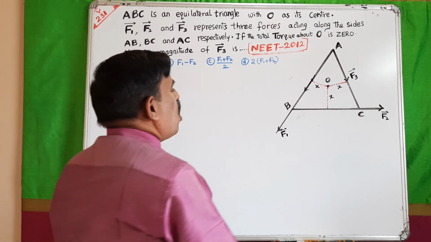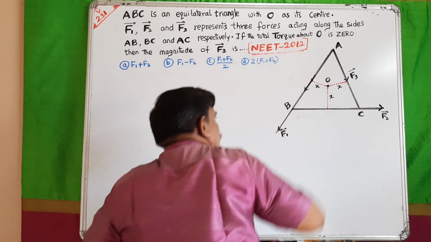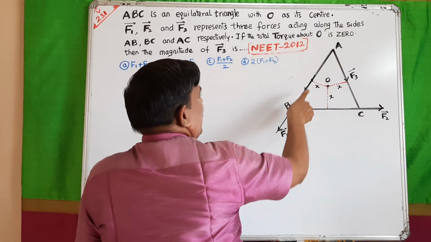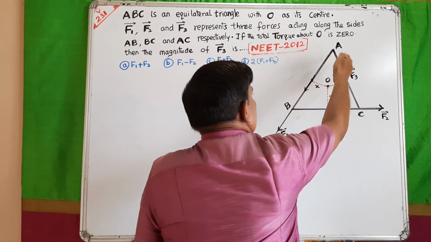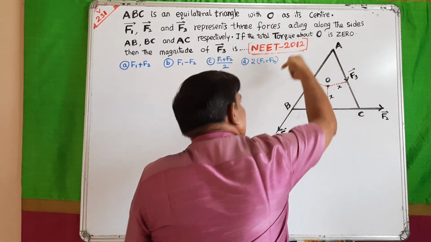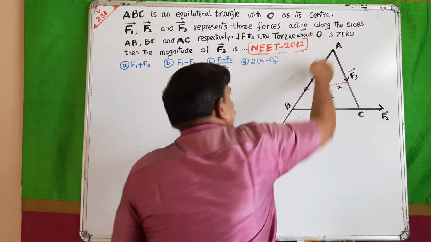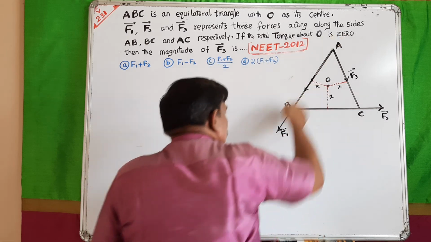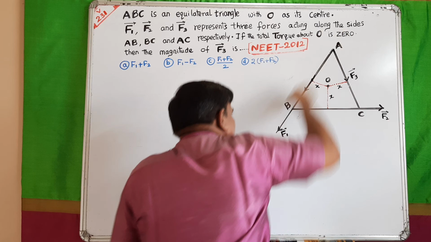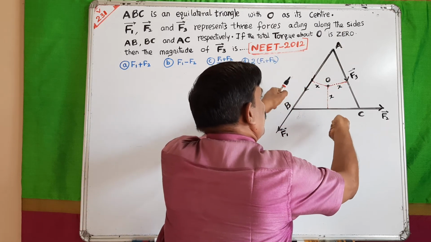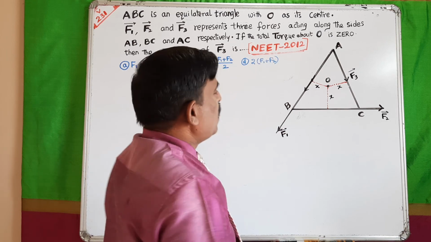Suppose only the F1 force is acting about O. Then this triangle will rotate in the anti-clockwise direction. If F1 is acting along AB about O, then this triangle will rotate in anti-clockwise direction.